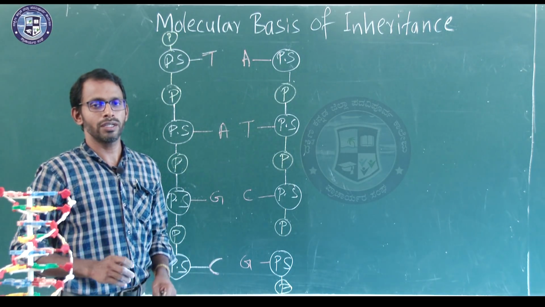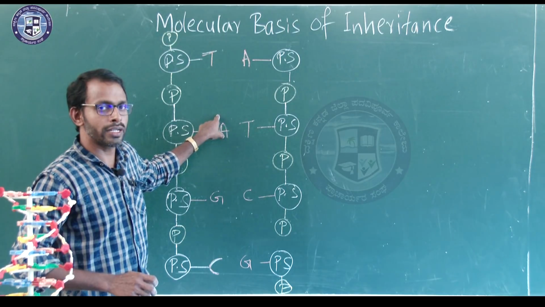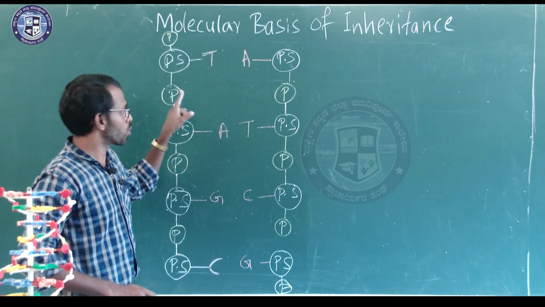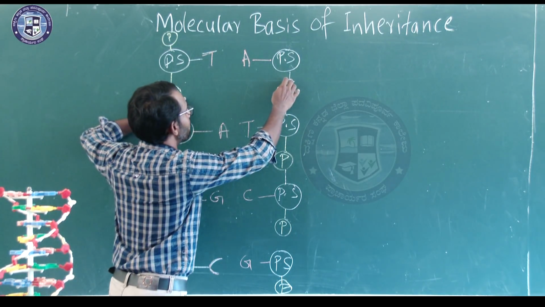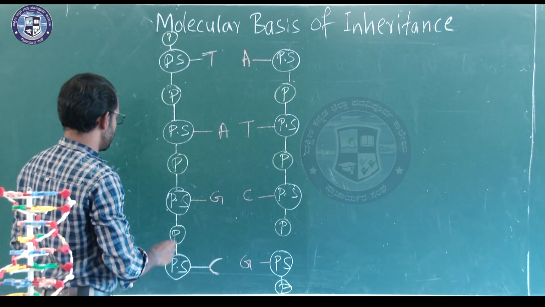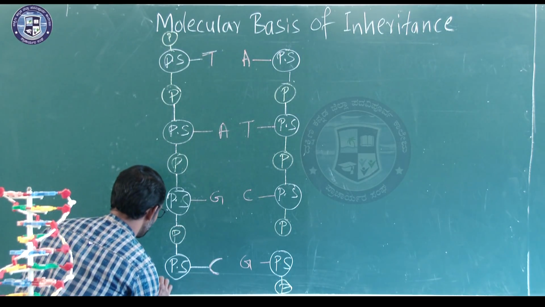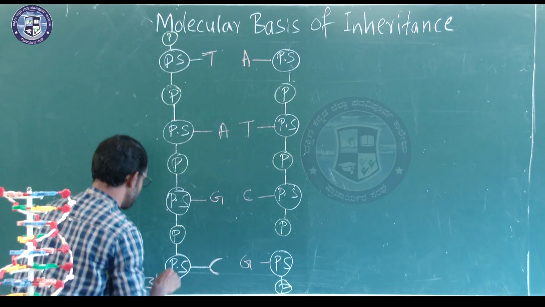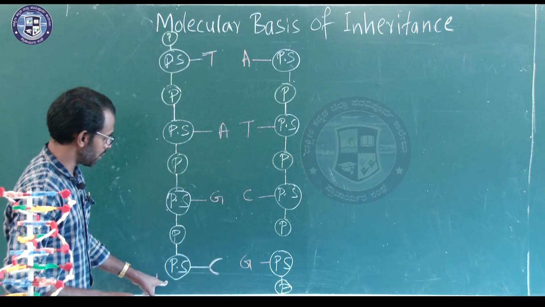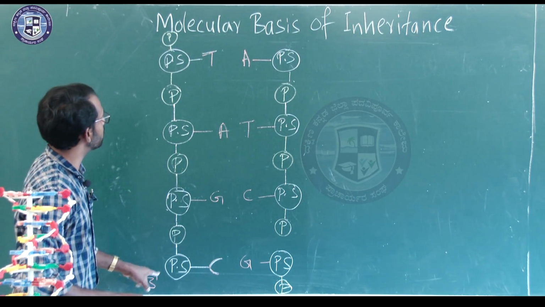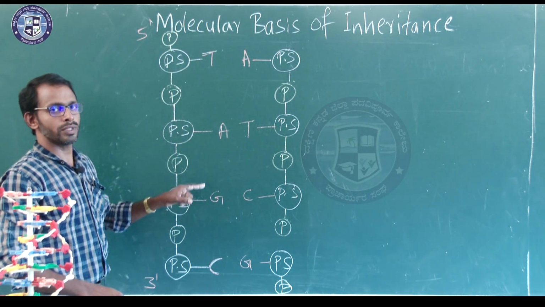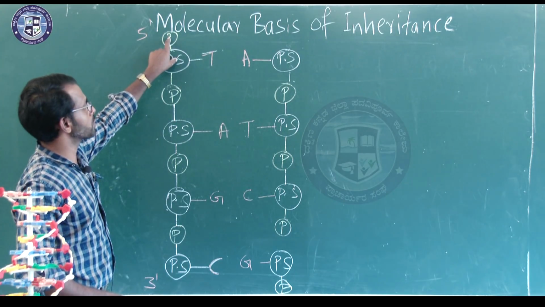Okay, now in the double helix, Watson and Crick explained that DNA is made up of two anti-parallelly running polynucleotide strands. Just imagine this polynucleotide has a third carbon atom end here. That is why it is known as a 3' end, the other side which has a fifth carbon atom associated with a phosphate.